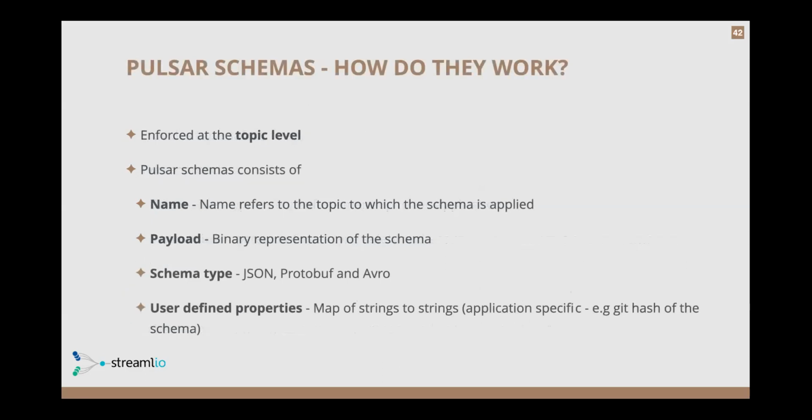So again, at a high level, a Pulsar schema consists of just the name, what's the schema, the payload itself, the binary representation of it, and the type of language it's defined in. Currently we support JSON, Protobuf, and Avro. And it has additional user-defined properties. So you can say things like, this is for dev only, this was effective on such and such a day. So you can also interrogate the schema itself and determine if it's useful for your particular use case or if you're using an older version, etc.